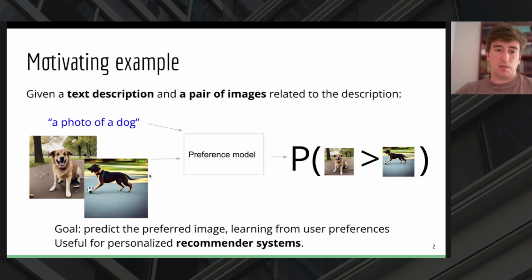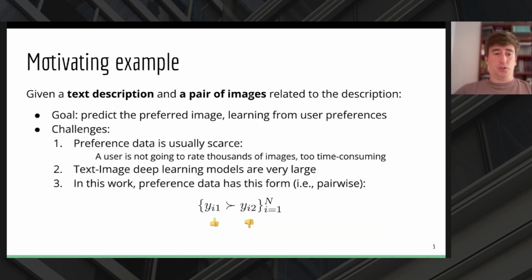I hope that this is a motivating example because, as you can imagine, this is very useful for building recommender systems. For a given query, we can return the image that is most liked or the highest quality image, based on a set of candidates. So let's continue. In this setting, there are a few challenges.